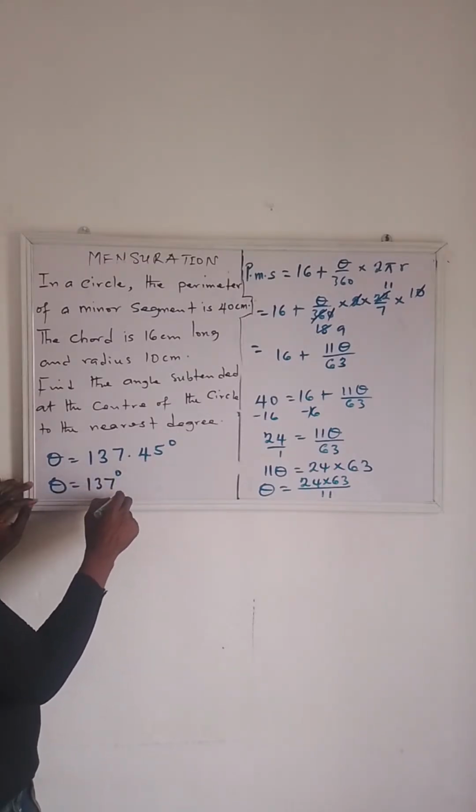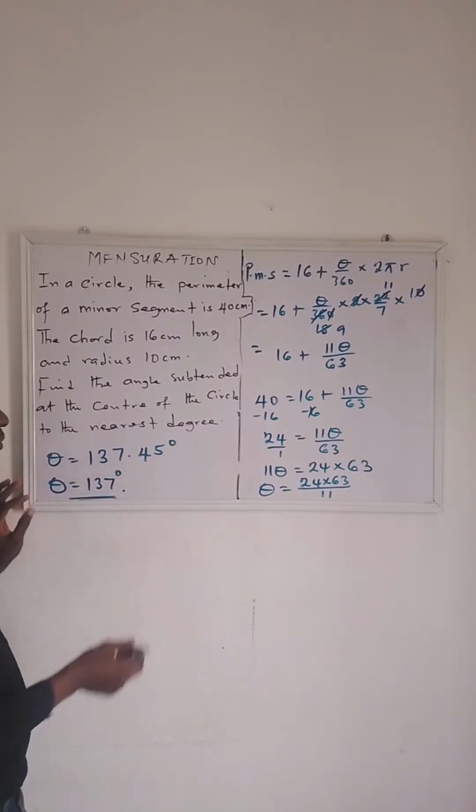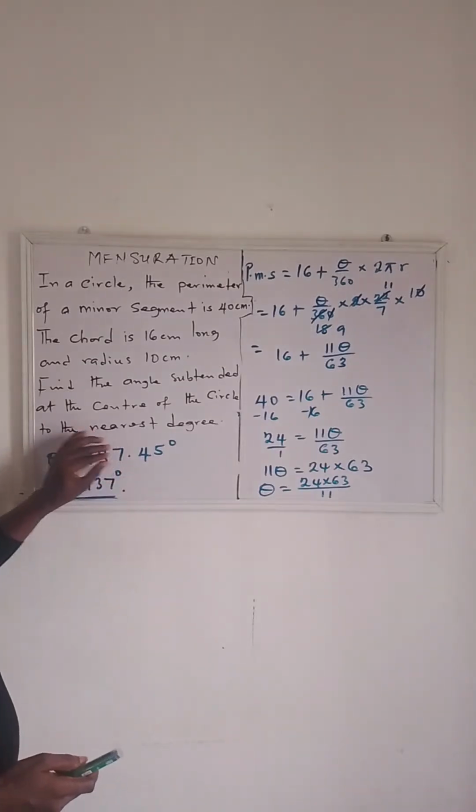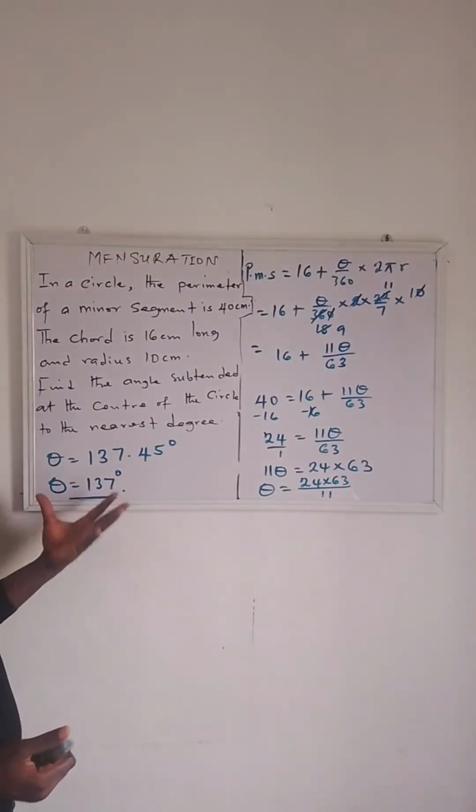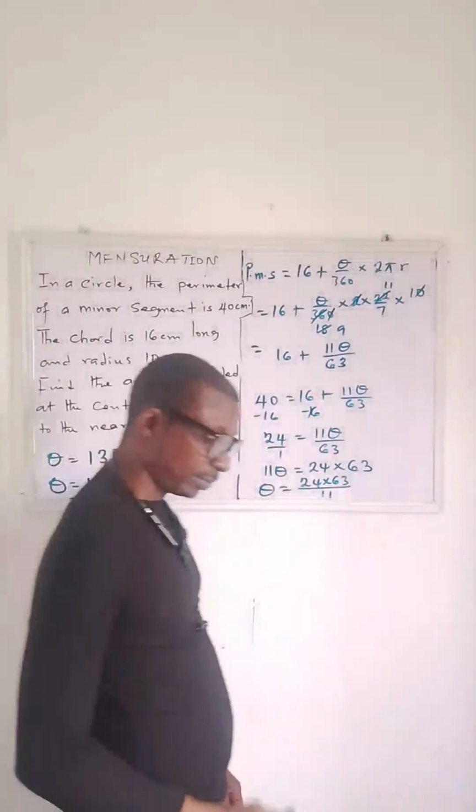No problem. So now the answer is going to be 137 degrees. Okay, so this is what we have to the nearest whole number. This is not up to 5, so you can't approximate. So you have that. So that is it.